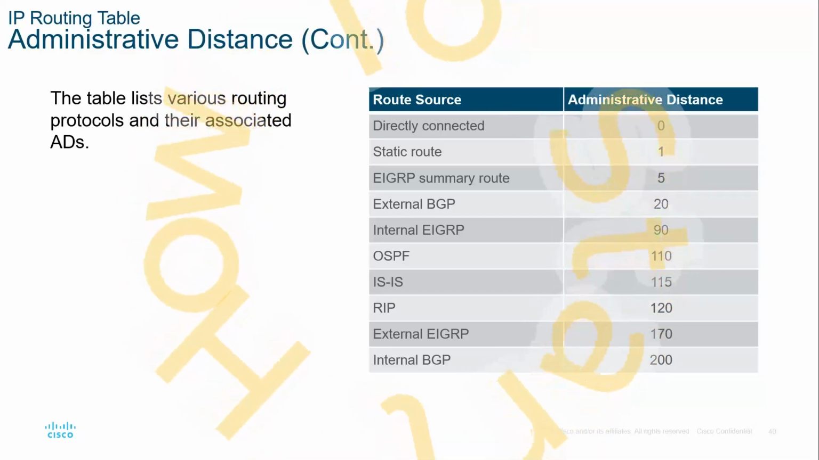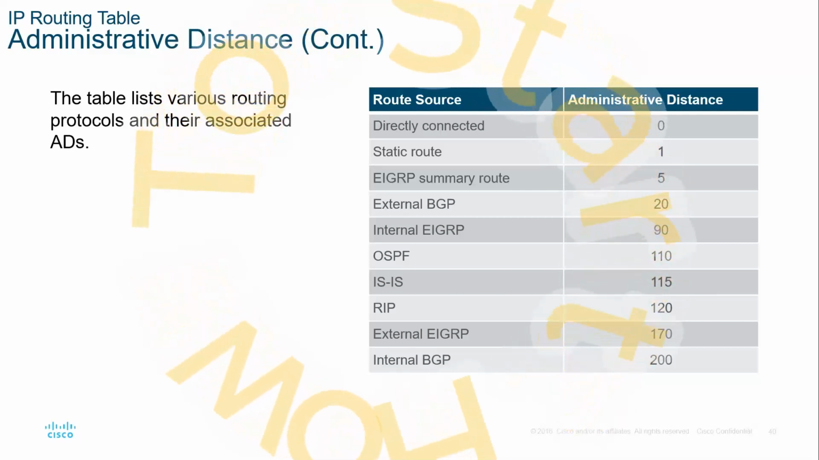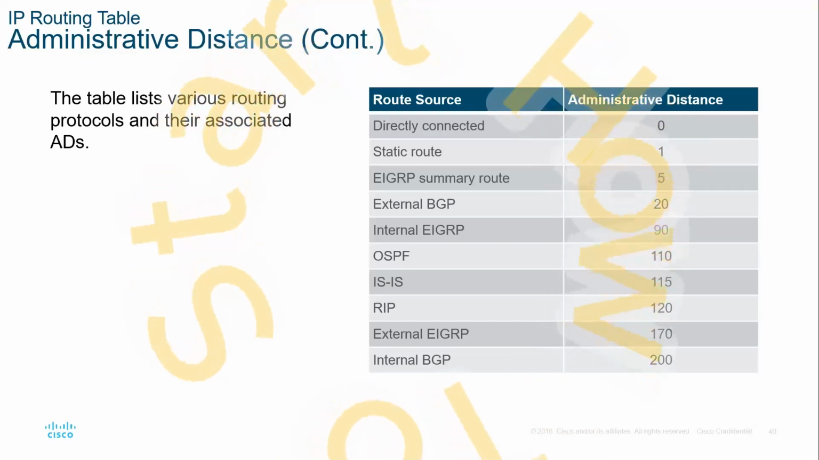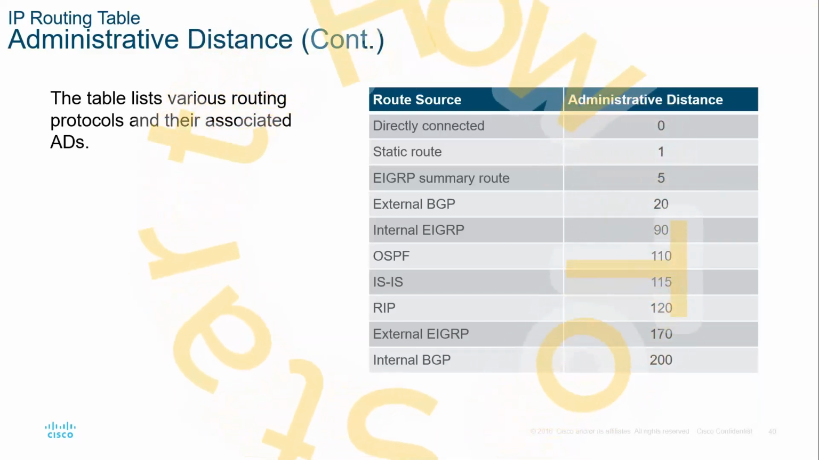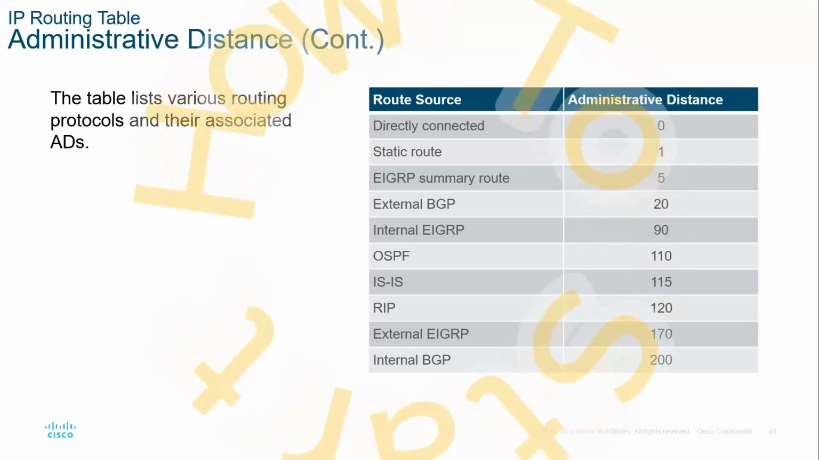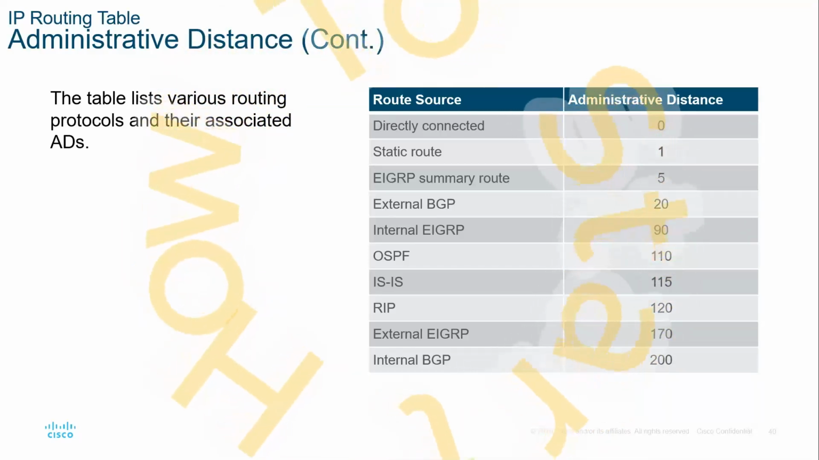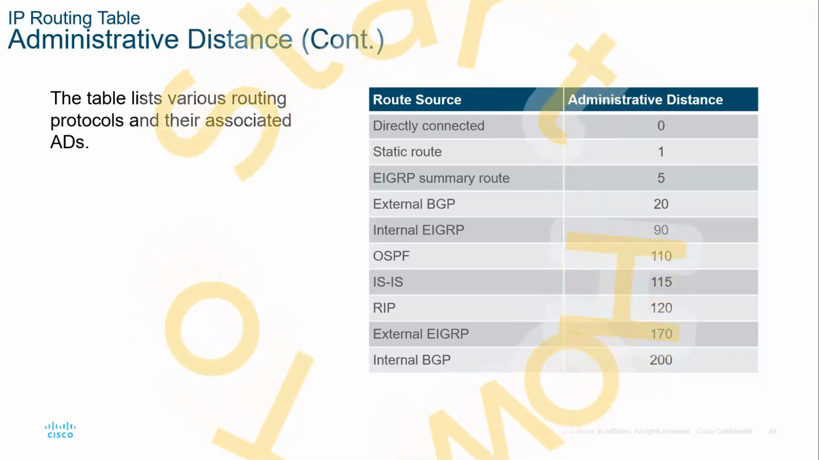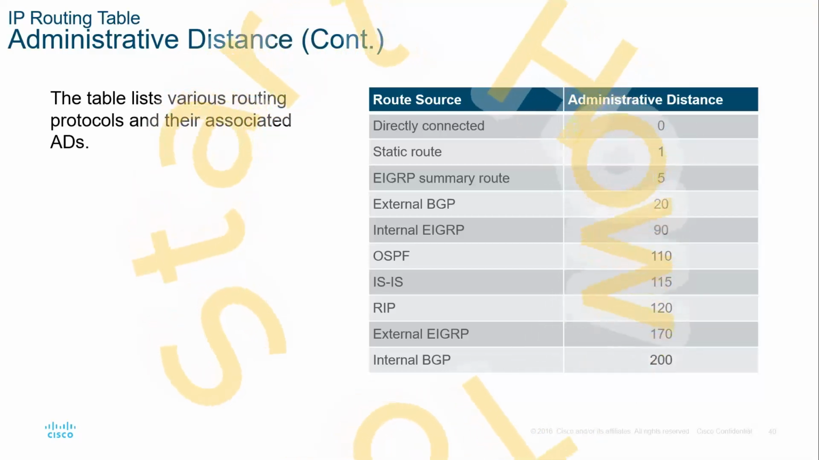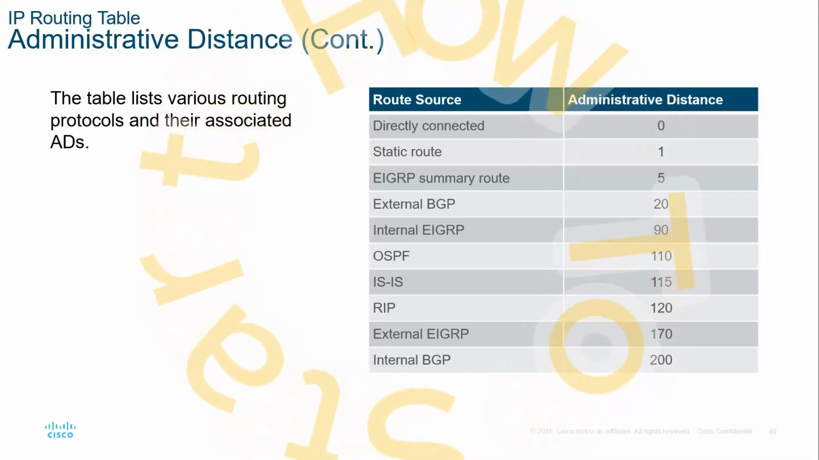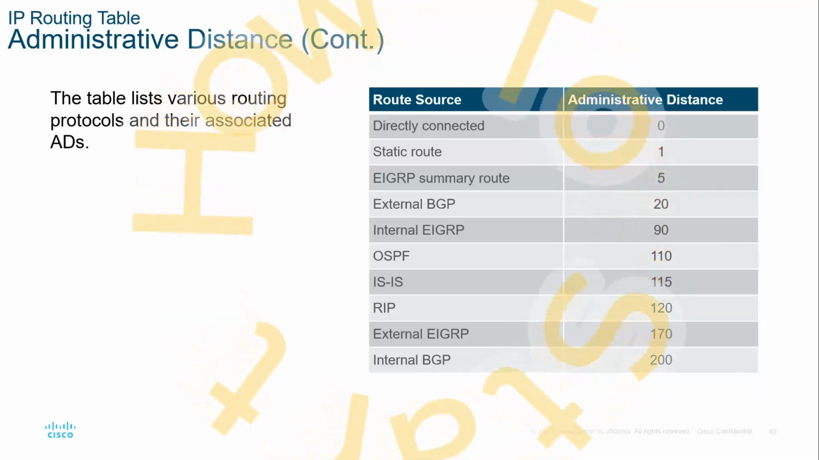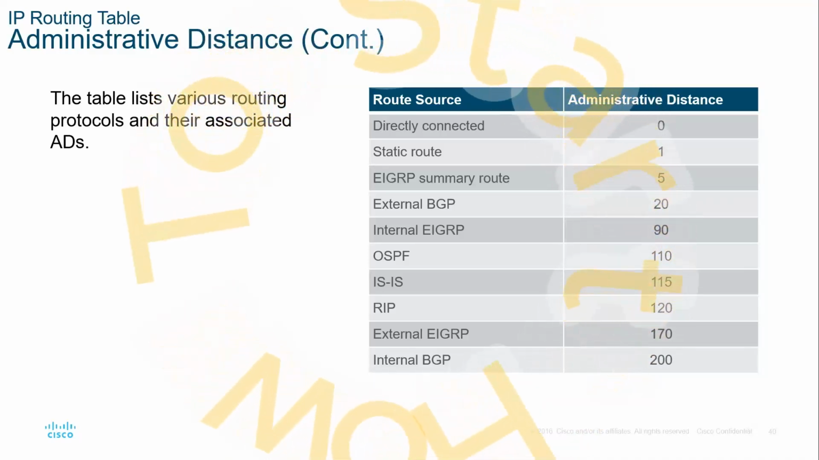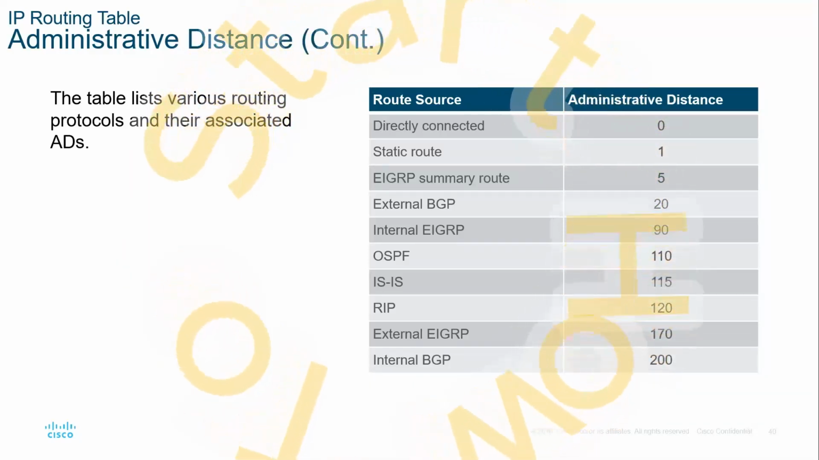If we're talking EIGRP, it's going to be an AD number of 90. If we're talking OSPF, it's going to be 110. If we're talking RIP, it's going to be 120. Those are the ones you really need to know for the exam. EIGRP being 90, OSPF being 110, and RIP being 120. I've seen on the Cisco exam where they'll talk about AD distances and not tell you the routing protocol or the route source. You're expected to know those 3 route sources and the appropriate AD values.